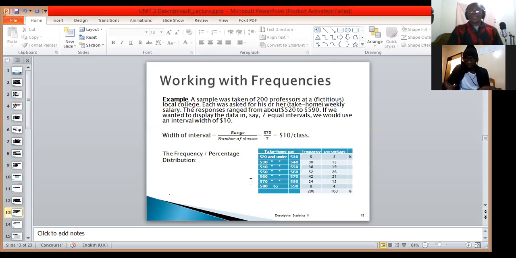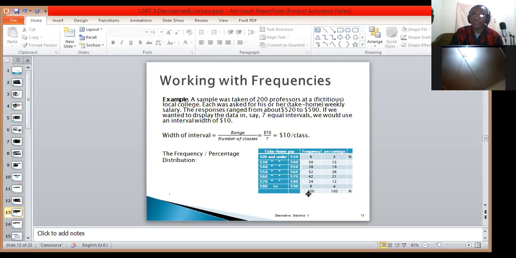Okay. Then we can try to find the percentage. So how do we calculate the percentage? The total sample size is 200, or the total frequency is 200. So the percentage for the first class, the percentage frequency is 6 divided by 200. It gives us 3%.